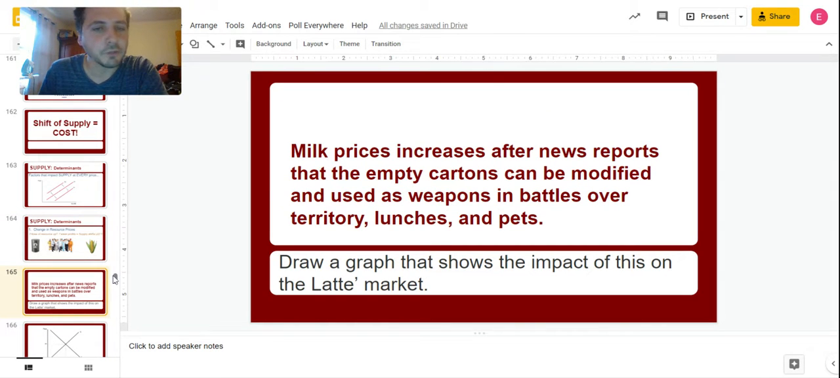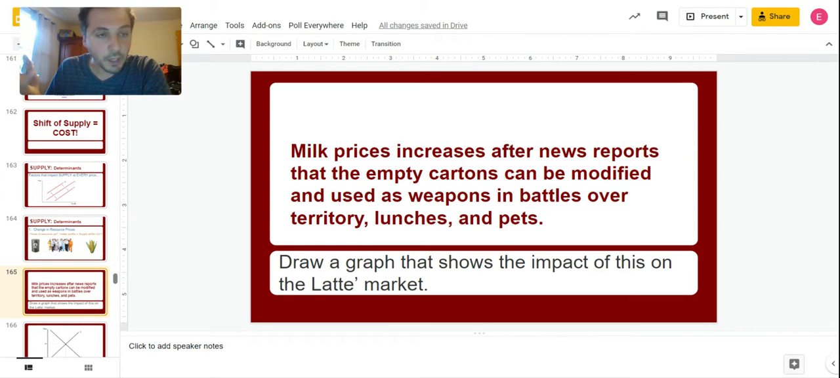Milk prices increase after news reports that empty cartons can be modified and used as weapons in battles over territories, lunches, and pets. I was feeling very funny when I read this. All right, draw a graph that shows the impact of this on the latte market. That's important. We're looking at lattes, not milk. If we're looking at milk and price increase, we just move along the curve. But when we're looking at lattes, milk is an input. We need milk to make a latte, right? But milk isn't a latte all in and of itself.